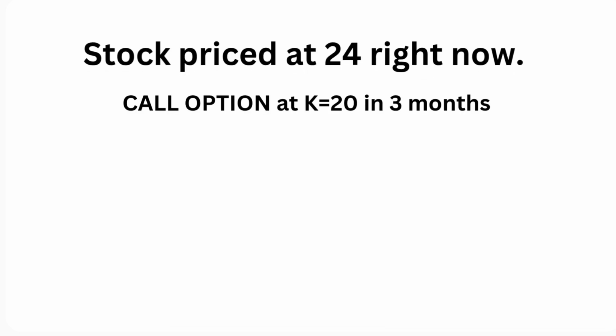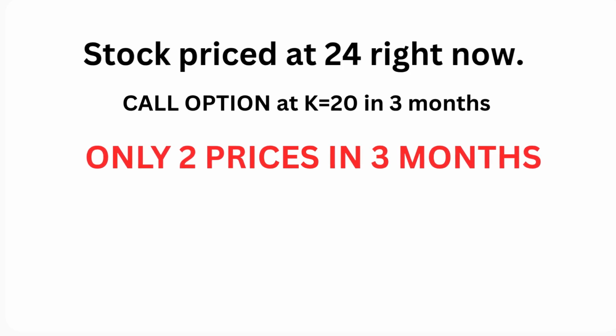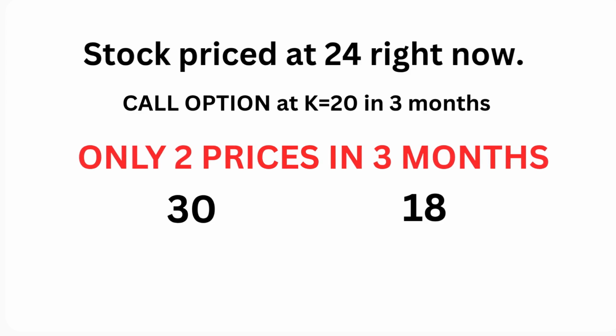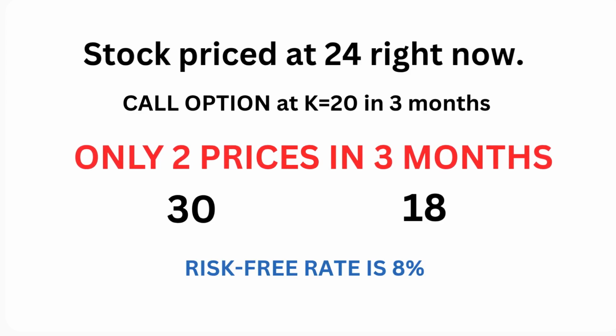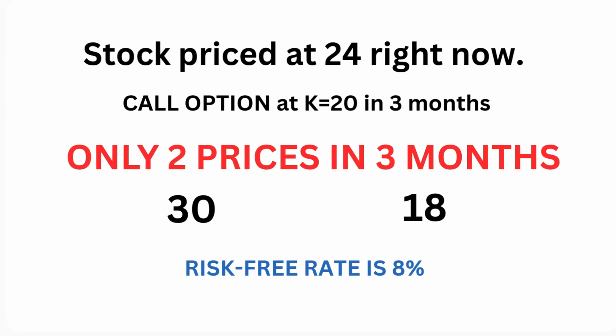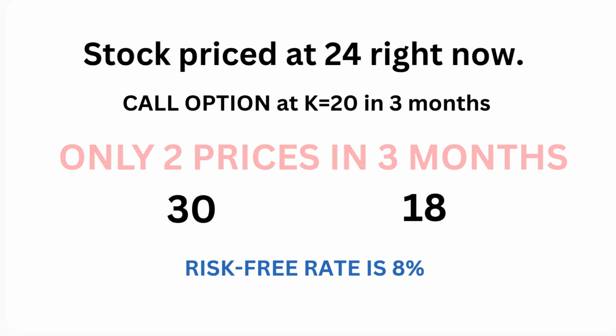So consider a stock currently priced at 24, with an exercise price of 20 in one period, let's say 3 months. Now, there are only two possible prices at maturity. It will either be 30 or it will be 18. That's it. It's purely binomial. And the risk-free rate of return is 8%, and the contract matures in 3 months. To help picture this information in our head, we have this following depiction.